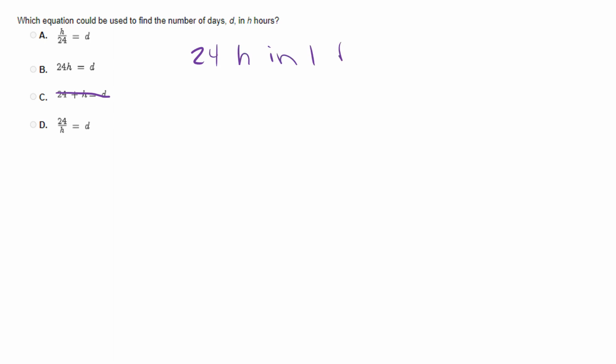In one day. Okay, so what I like to do is I like to say, okay, what if I was looking at 10 days? How would I figure out how many hours that is? So I would say 10 days times 24, right? I would say the number of days, 10, times 24 equals the number of hours I have. Well, I don't see any of them over there that say D times 24. So what if I go about it backwards? What if I said I had 48 hours?